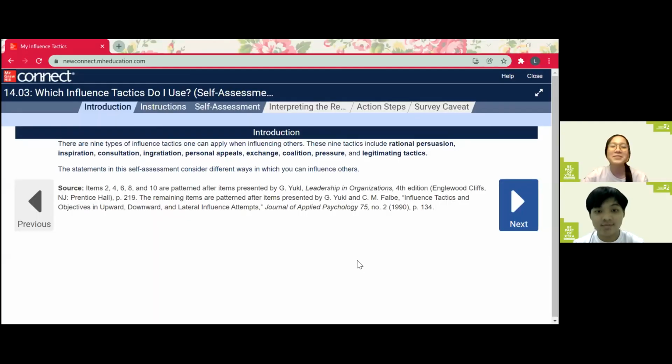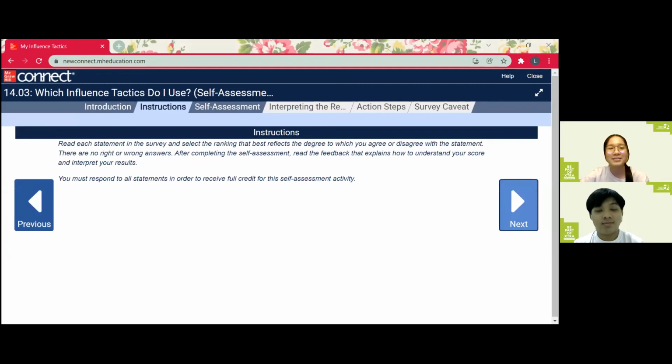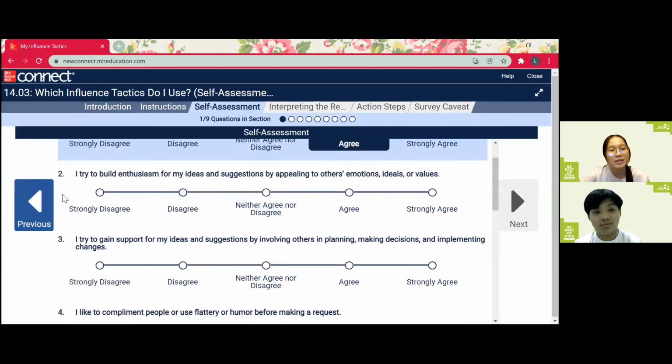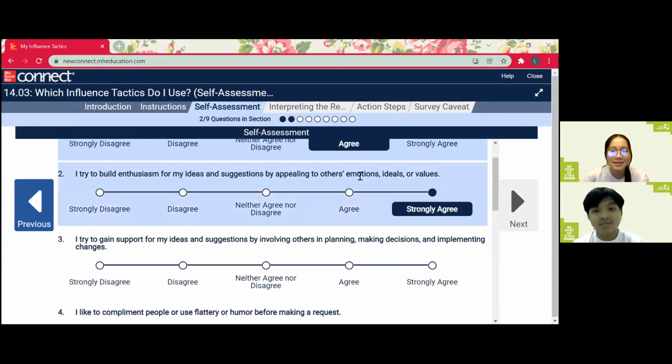All right, so now I'll be doing the other influence tactics self-assessment of the manager. So yeah, let's get started. This is similar to the previous one, but this time on the other topic. I try to persuade others by using reason, logic, and facts. Yes, I agree. I try to show enthusiasm for my ideas and suggestions by appealing to others' emotions and ideals. Yes, I strongly agree.